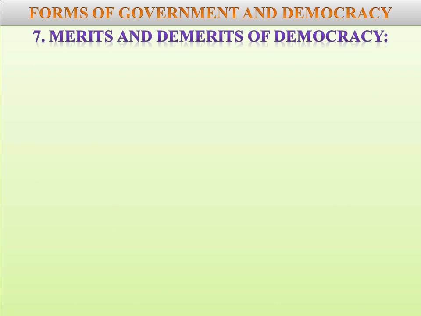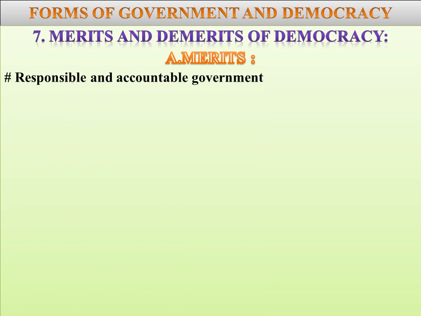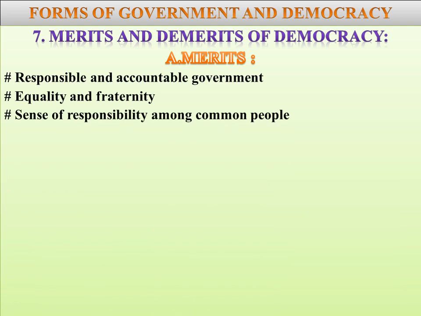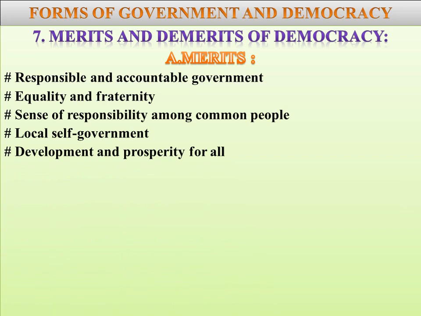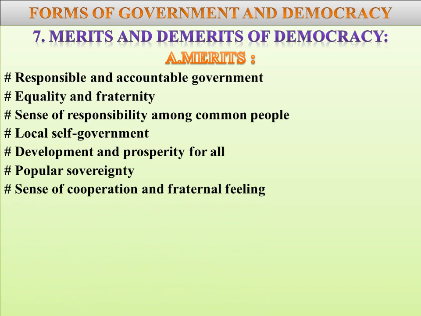First, we are going to learn about merits: responsible and accountable government, equality and fraternity. The next point is sense of responsibility among common people, and the next is local self government. Next is development and prosperity for all. Next is popular sovereignty. The next is sense of cooperation and fraternal feeling. These are the merits of democracy.